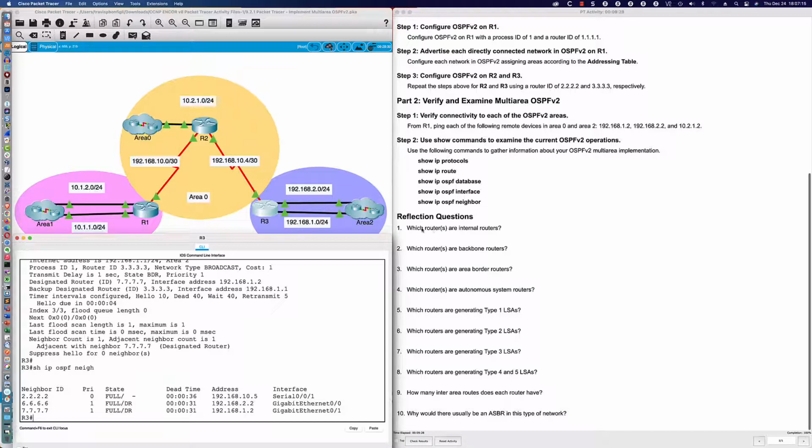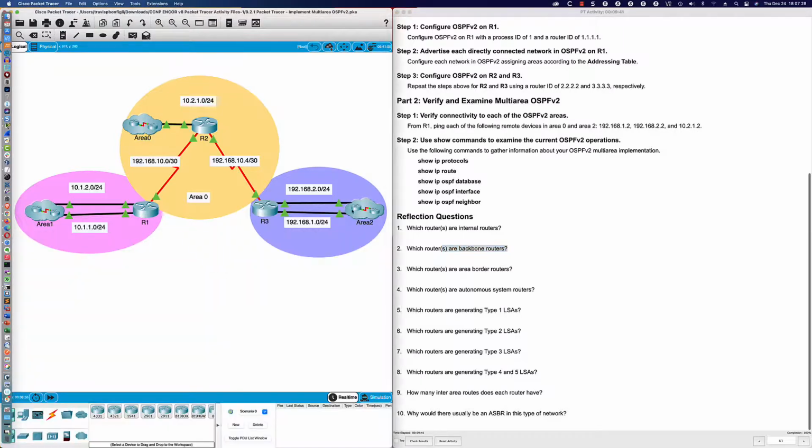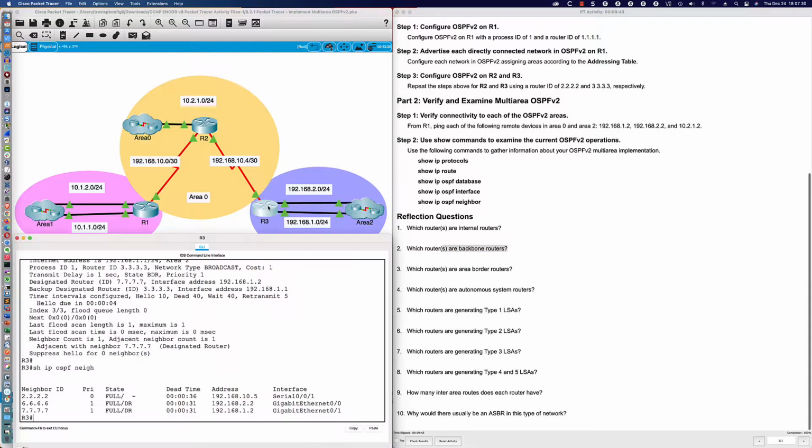So not only are router 2 and router 4, which you could consider internal routers, also backbone routers, because all of their interfaces are in the backbone area. And so we also have right here, and let me pull that back up, routers 6 and 7 in area 2. Those are internal routers.